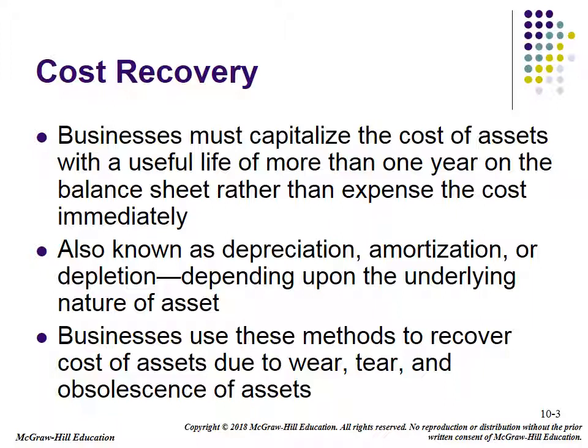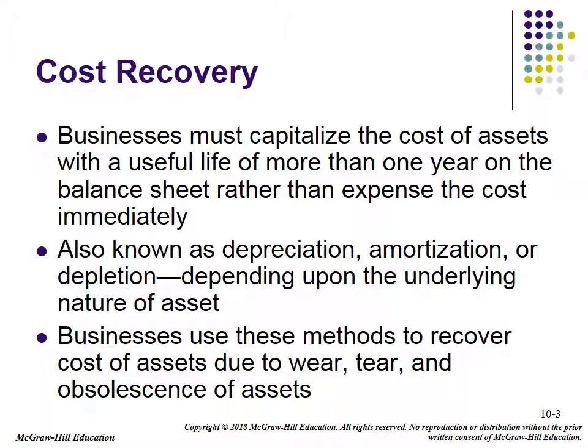Businesses must capitalize the cost of assets with a useful life of more than 1 year. So if you buy something, you're going to use it more than 1 year, we must capitalize it. Then we recover the cost of that asset, meaning we expense that cost over the time we're going to use it. Depreciation is what we call the expensing of tangible assets. Amortization is what we call the expensing of intangible assets. And there is depletion, which is the expensing of natural resources.